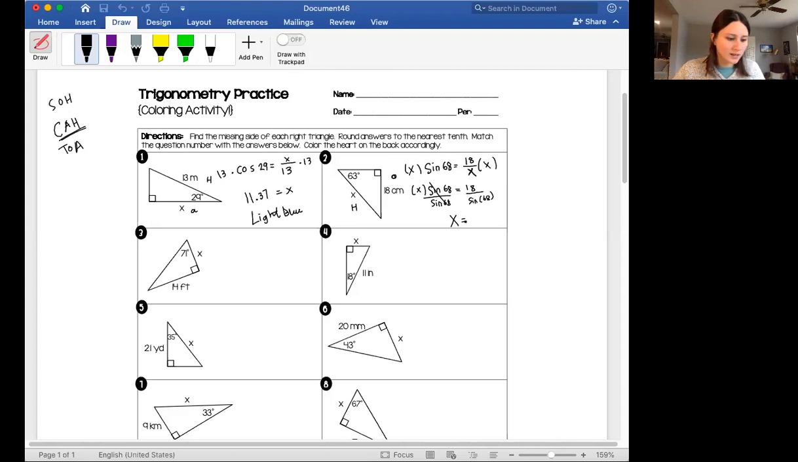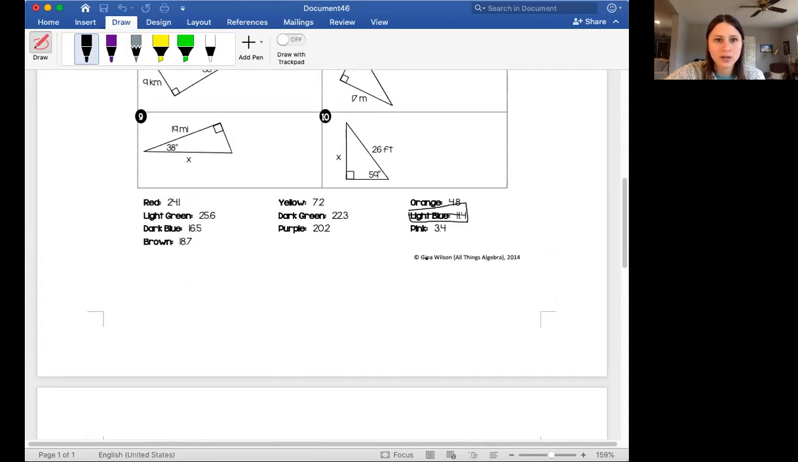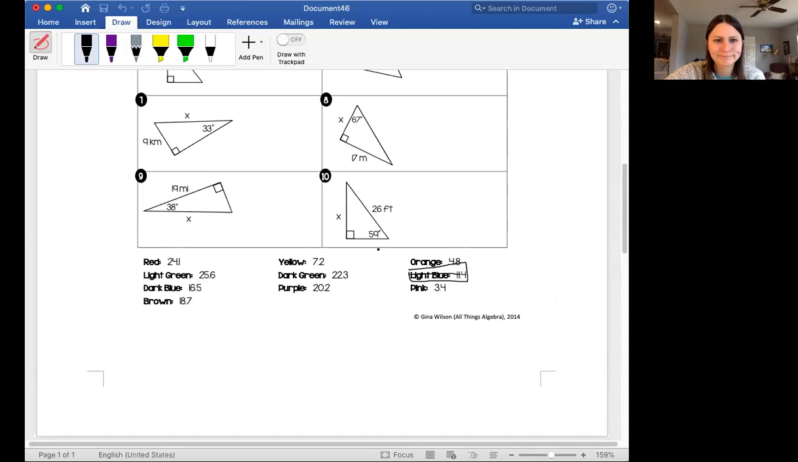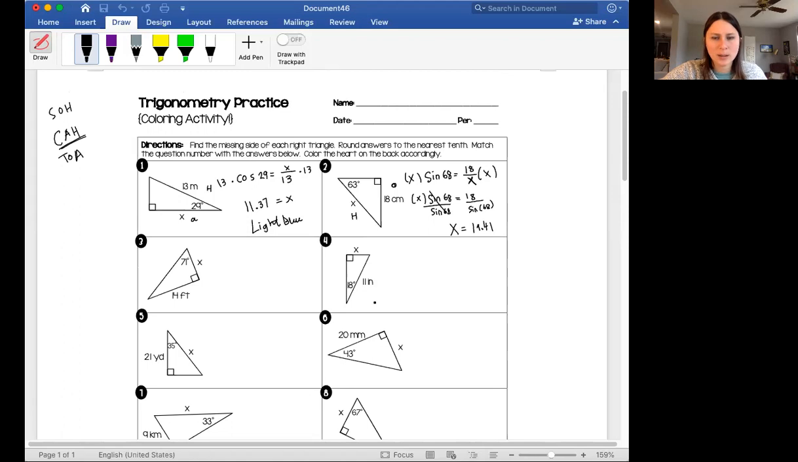Okay, when I plug that in, I get like 19.41. So if I look down, 19.4, where do I have that? Do I have that anywhere? Doesn't look like it. If nothing matches, I probably want to go back up and take a look.